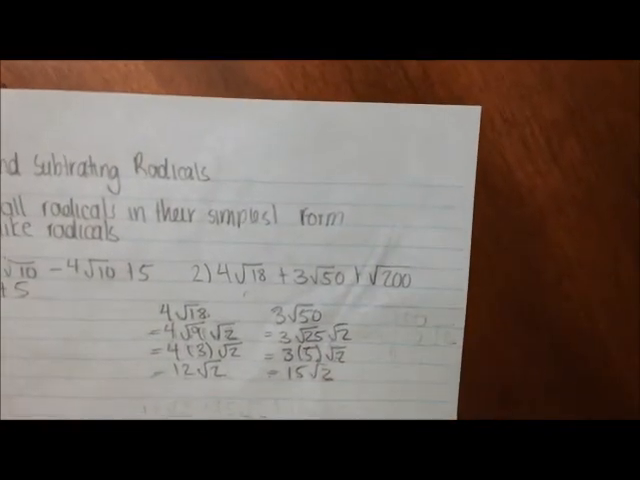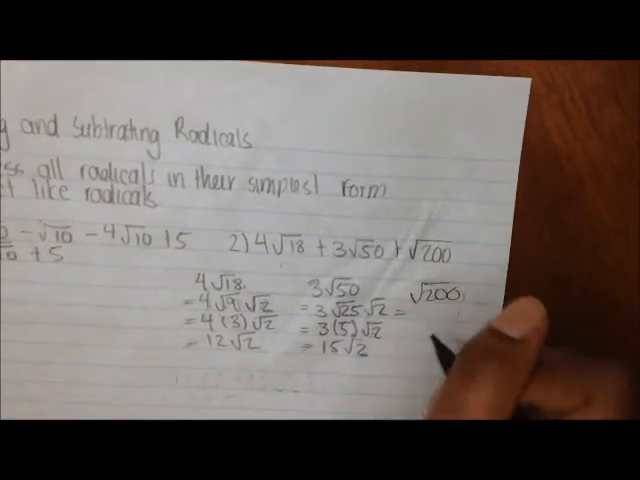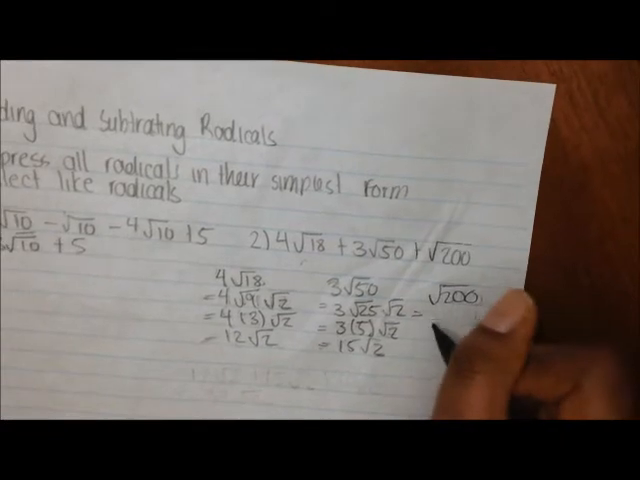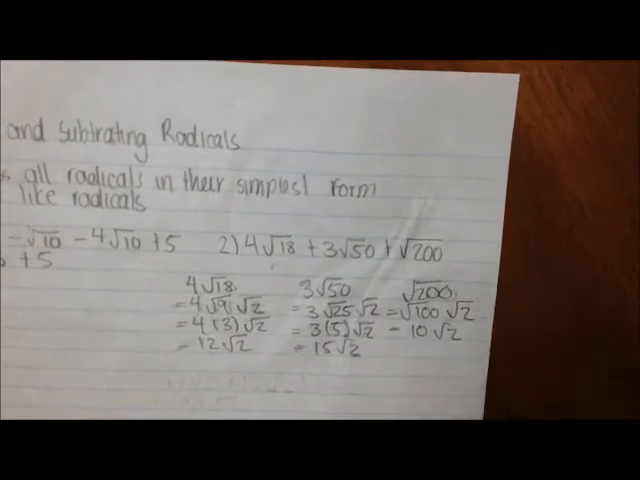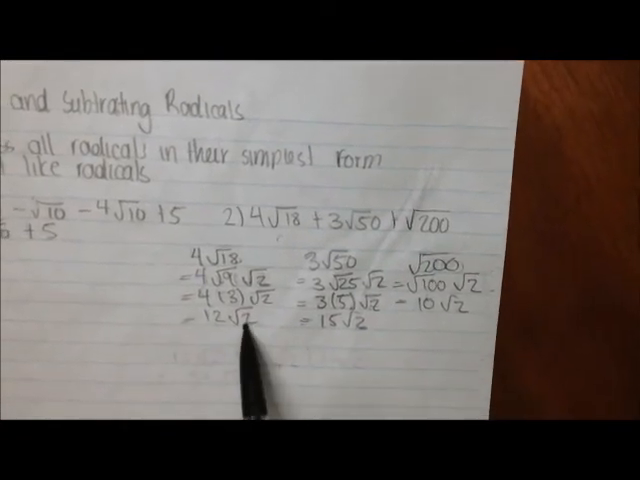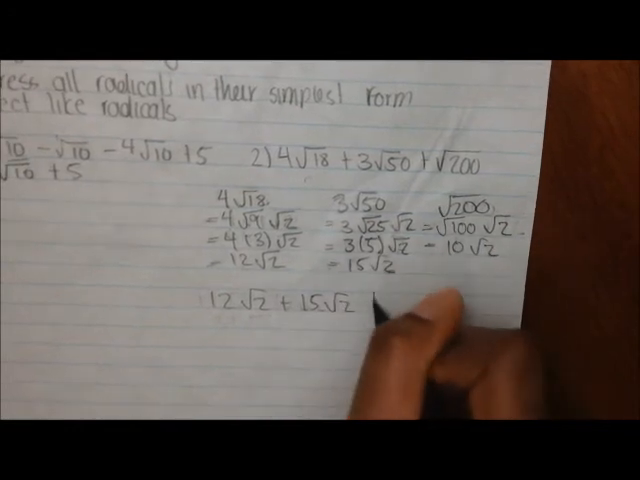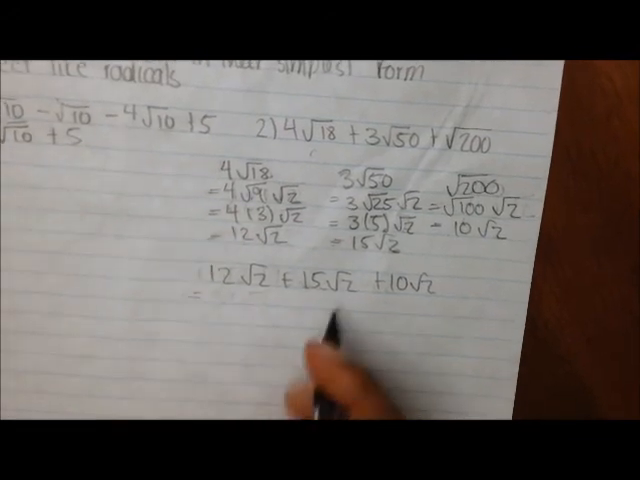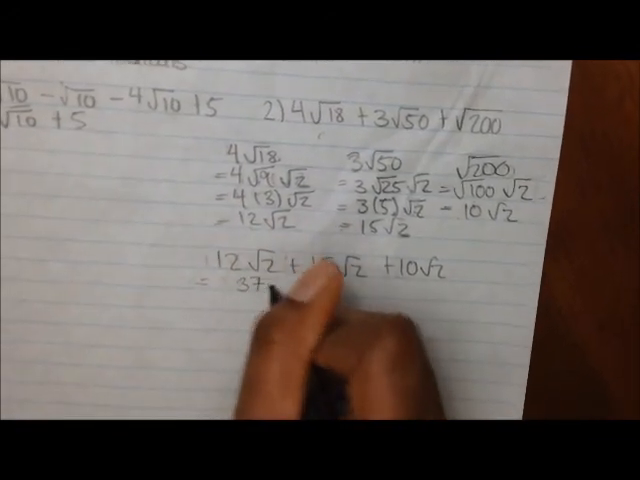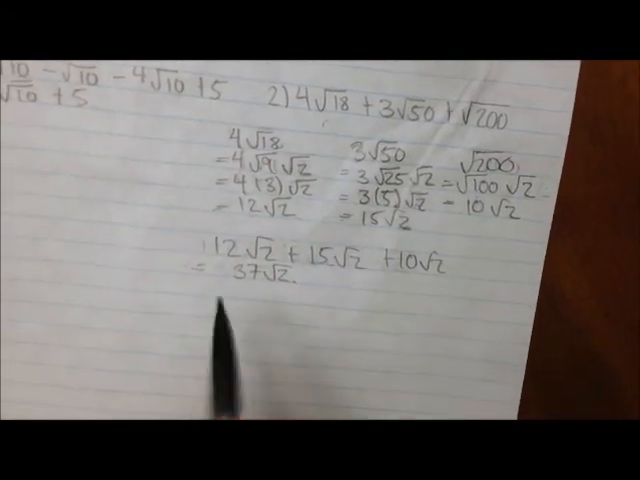For this one, I know that 100 and 2 go into 200, so it would be square root of 100 and the square root of 2. So that would become 10 and the square root of 2. Now I know that all these radicals are the same, so now I can finish the question. So it would be 12 and the square root of 2 plus 15 and the square root of 2 plus 10 with the square root of 2. And that will become 12 plus 15 is 27, and 27 plus 10 is 37 with the square root of 2. Remember not to add the 2's because you just leave them there. So that is the end result.